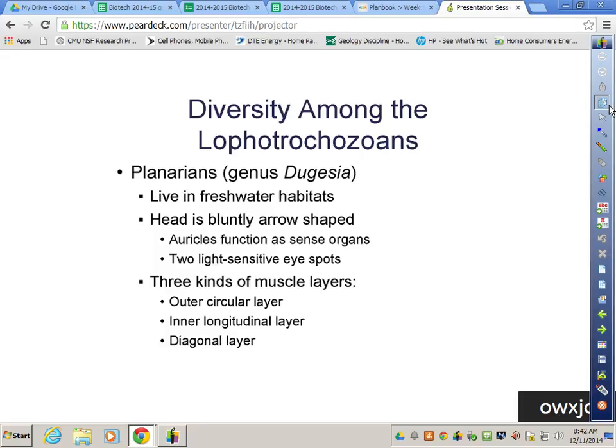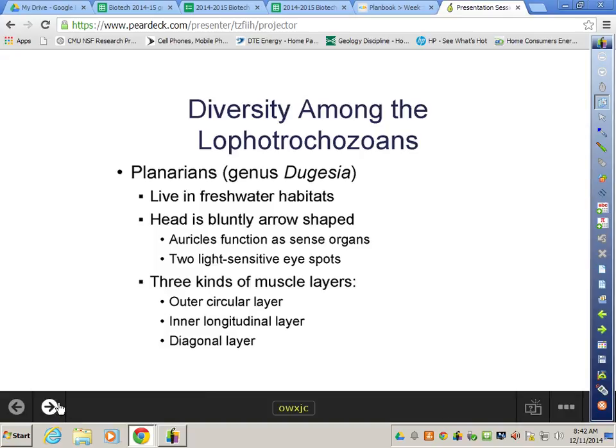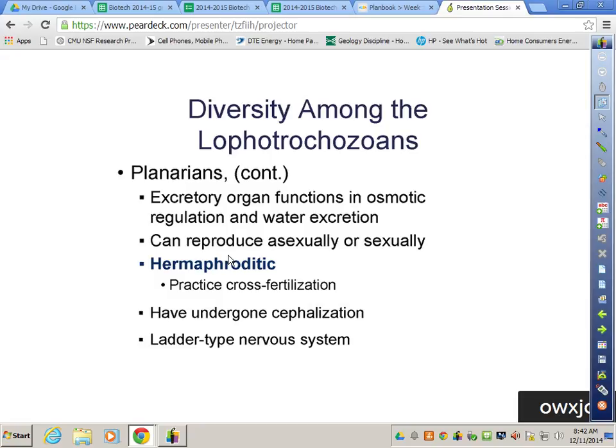So there's three kinds of muscle layers: the outer circular layer, the inner longitudinal layer, and the diagonal layer. And what I mean by layers is basically they're tissue or germ layers, essentially. They're different types of tissue layers. Their excretory organs function in osmotic regulation and water excretion, so they control their water both in and out based on the tonicity of wherever they exist.